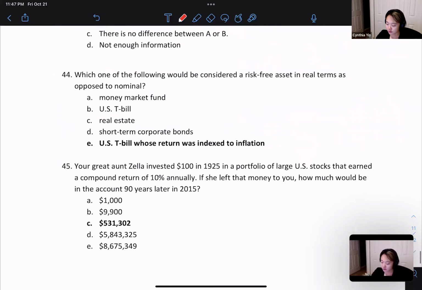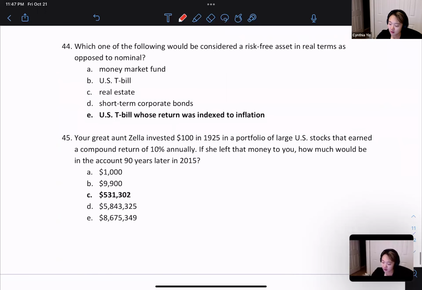Then 44. Which of the following would be considered a risk-free asset in real terms as opposed to nominal? This is just the definition of TIPS. You need to check the definition. So again, TIPS, Treasury bonds whose returns are indexed to inflation, will adjust for inflation risk.